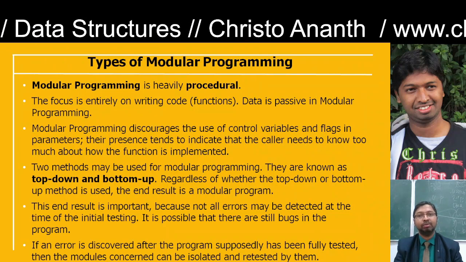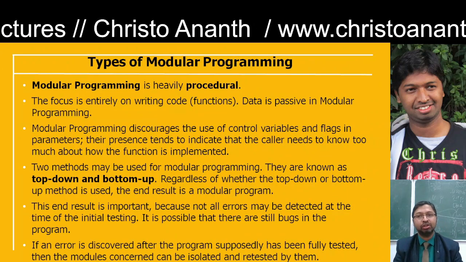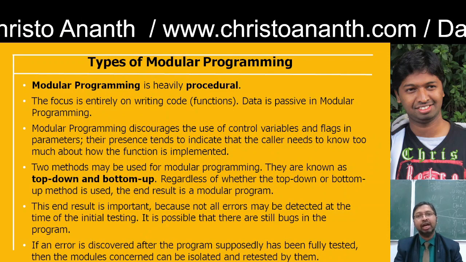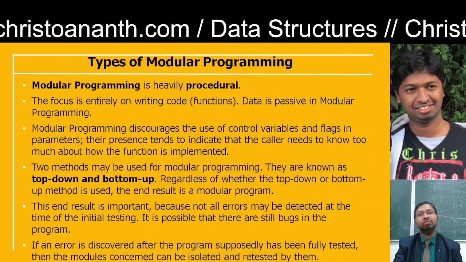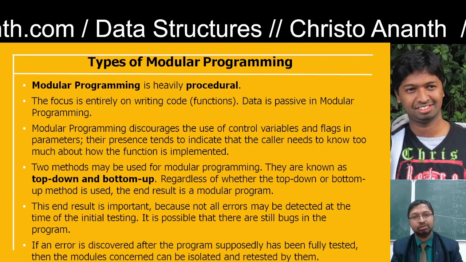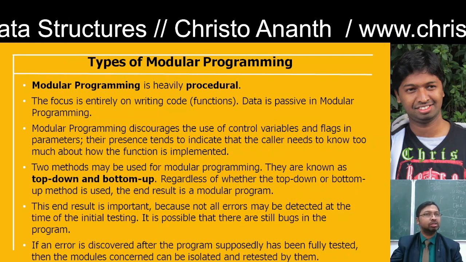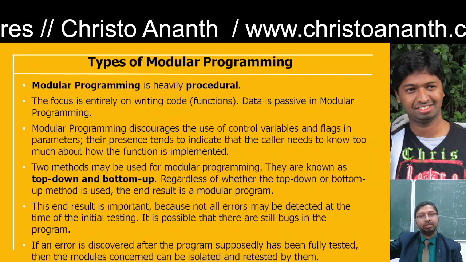Modular programming discourages the use of control variables and flags, and their presence indicates that the caller needs to know too much about how the function is actually implemented. There are two methods: one is top down and the other one is bottom up.